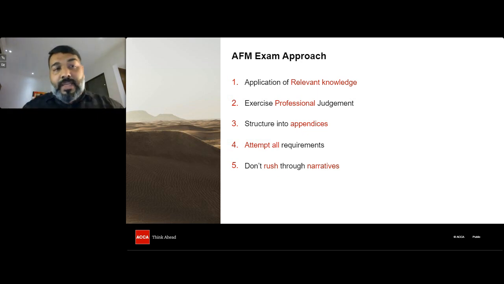As far as communication is concerned, ensure the language that you use has clarity. Be effective in communicating. Structure your answers in appendices. Give proper working notes. Give headings and subheadings. And if there is a report that is to follow, explain what the report is. This is how you can score for communication.